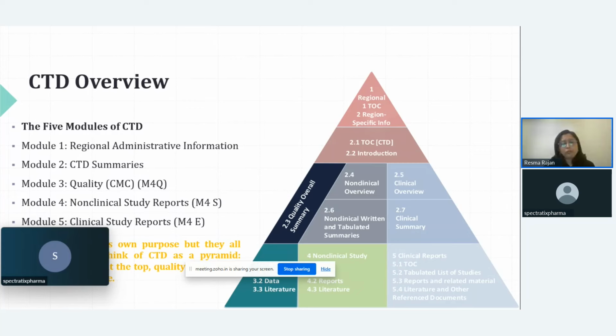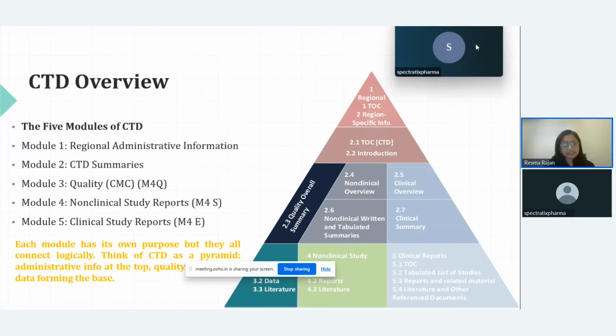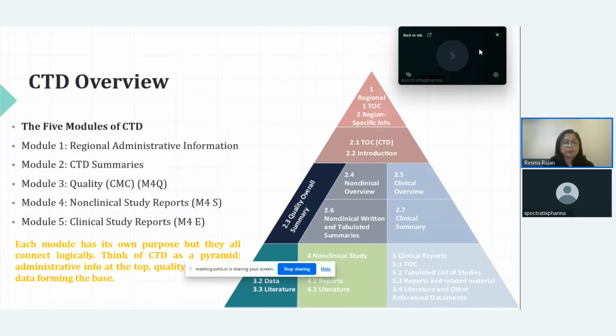And then comes module 4. In module 4, we will give all the animal trials that we have done to ensure the safety of the product. In detail, we will see each module in later slides. Module 5 will have the clinical study reports. Each module has its own purpose, but they are all connected logically. There is a logical connection between each module. So, next slide.